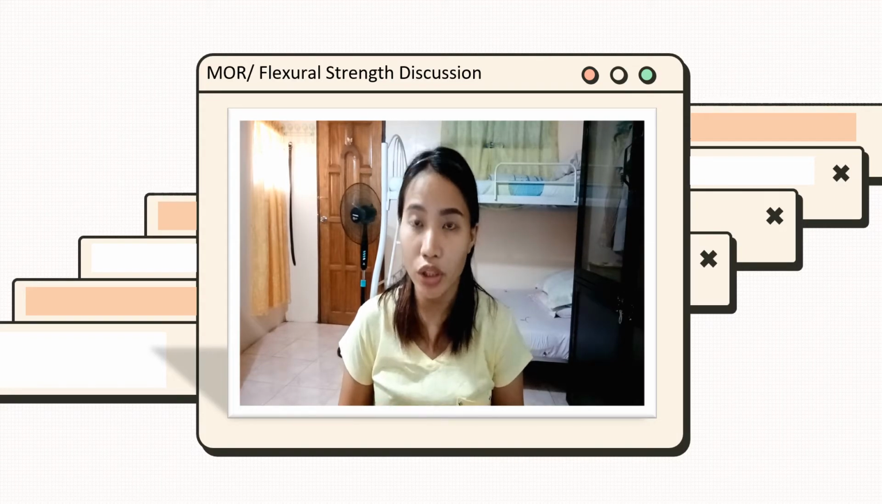So let's first talk about what is modulus of rupture or flexural strength. Flexural strength or modulus of rupture is the amount of force an object can take without breaking or permanently deforming.